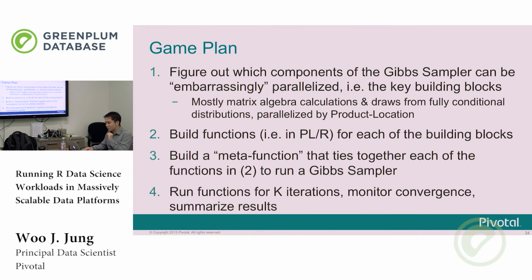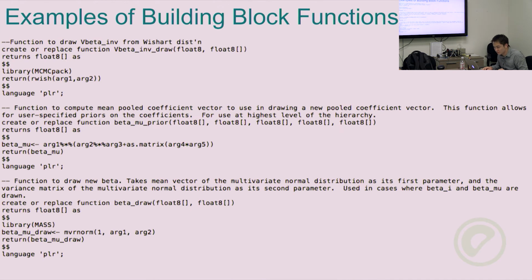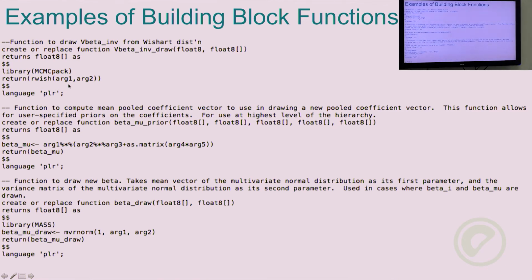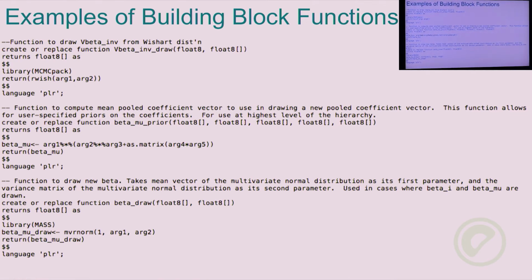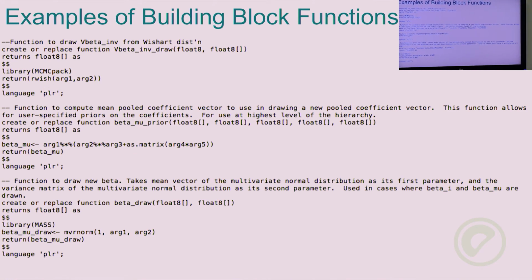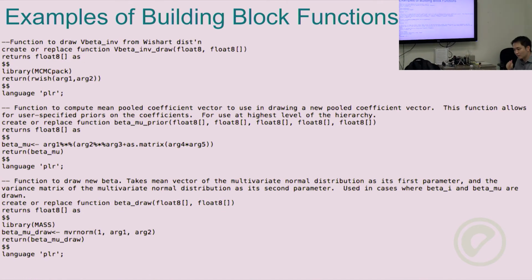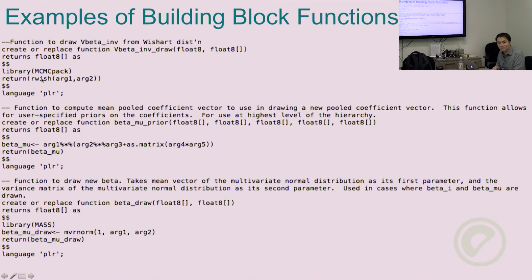Now, I mentioned building block functions, and here are some examples of what we mean by that. One of the building block functions that you'll need in a Gibbs sampling routine for hierarchical Bayesian modeling is to sample from the Wishart distribution. R conveniently has a function called rwish, which draws random samples from the Wishart distribution. And that can be parallelized. Because it can be parallelized, we've defined a PLR function, a building block function that serves that purpose, right?